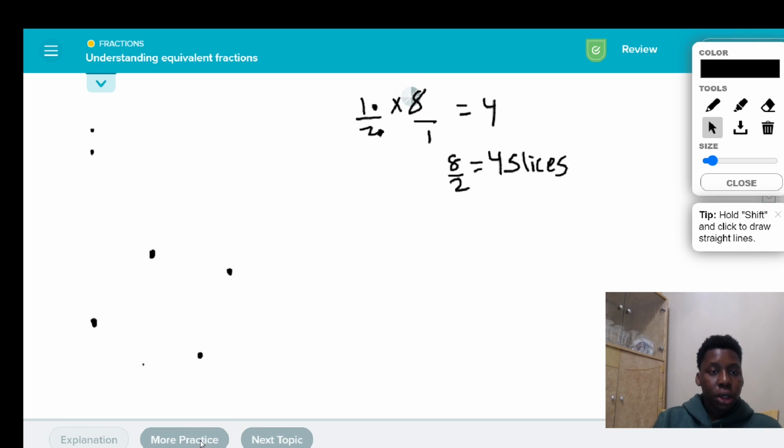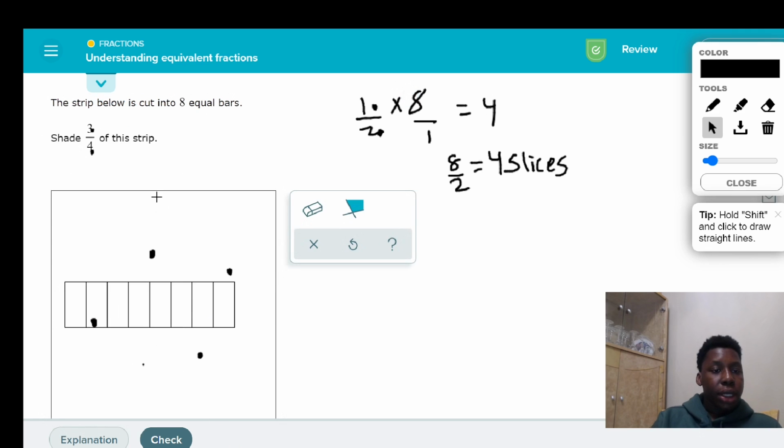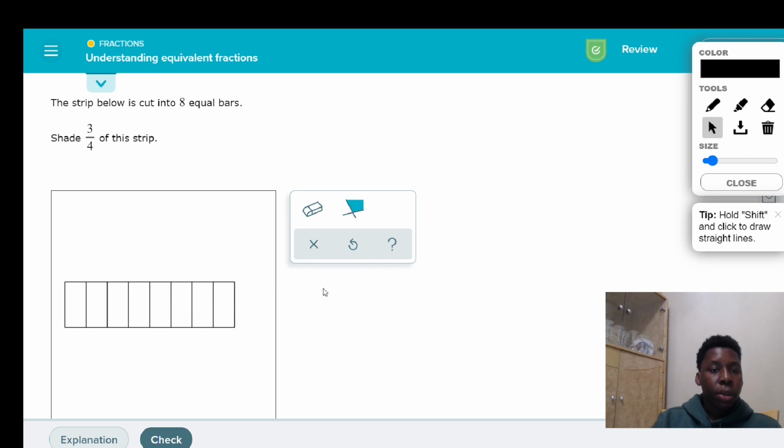Okay, so let's look at another example. This is saying the strip below is cut into 8 equal bars. Shade 3/4 of this strip. So we're going to have to shade 3/4 of this strip. So this is saying every time we count 4, we should shade the strip 3 times, right? Based on what I said before, every time we count 4 in the bar, we should shade this bar 3 times. Or we can also say 3/4, which is a fraction, times 8.